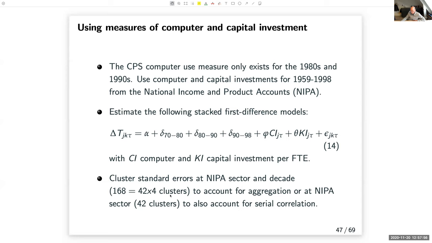On top of that, you might also be worried about serial correlation in the variance-covariance matrix of the error term. If you also want to account for serial correlation, you're going to have to go to even fewer clusters, so 42 clusters, and that's of course going to further blow up my standard errors, but it's going to allow for not just aggregation, but also serial correlation. So to pause, I think clustering is an industry in itself.